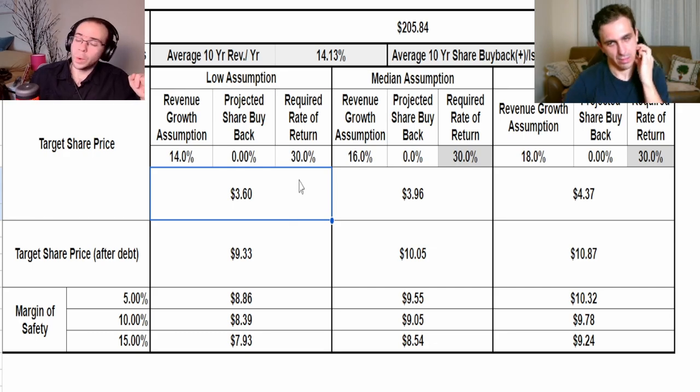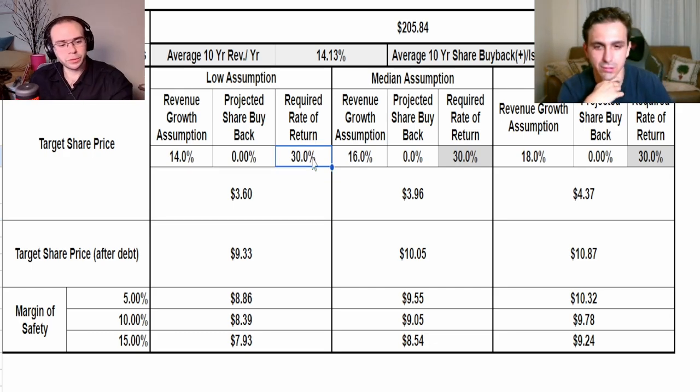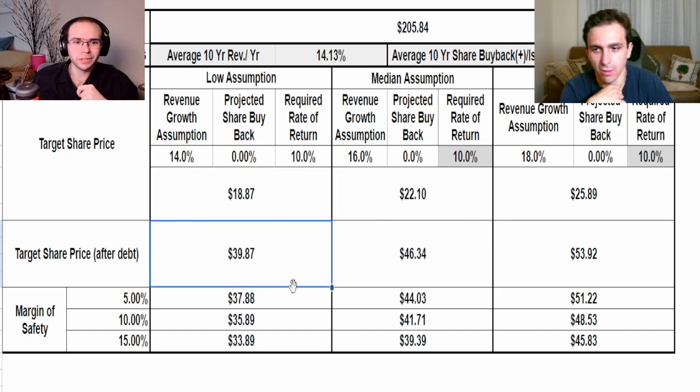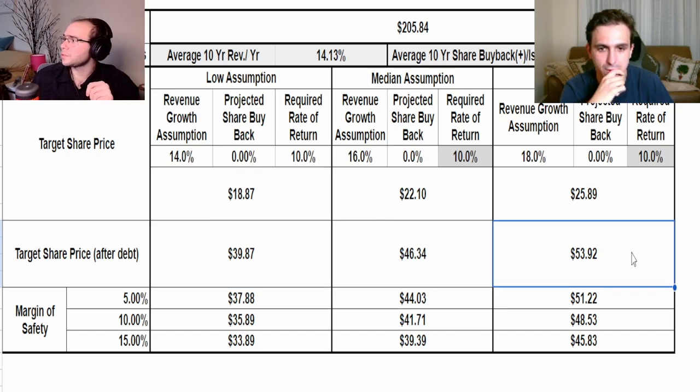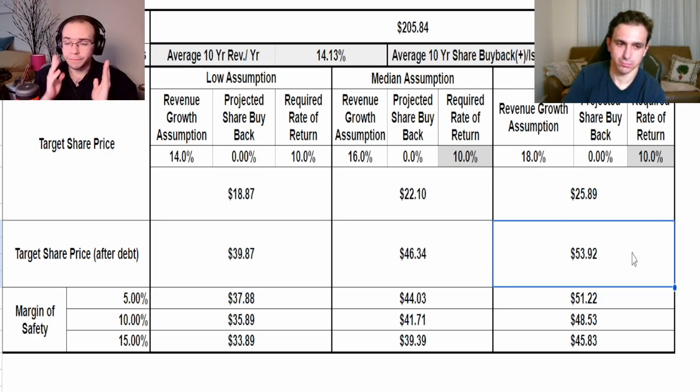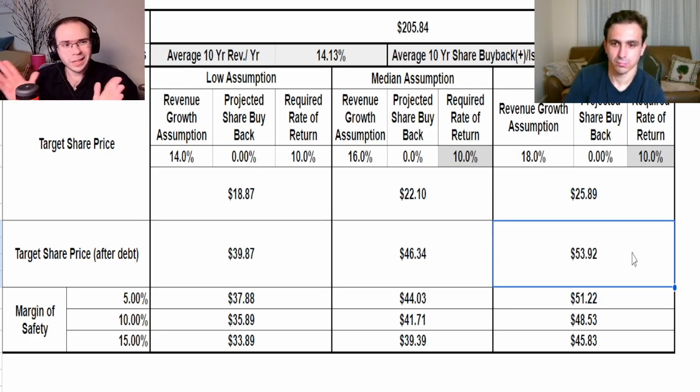So what, you want me to put 10% for the required rate of return? Yeah. $40, right? $39.87 on the low end to $54 on the high end. I just don't understand it. I'll be the first one to say, I just don't understand. The fundamentals look good, all except for kind of the free cash flow. The fundamentals look good, but valuation, I just don't know where to put it.